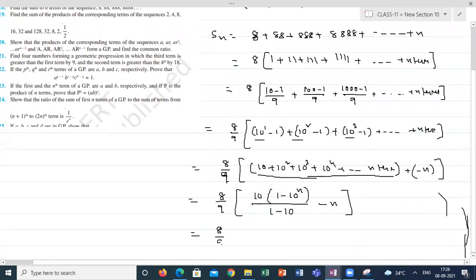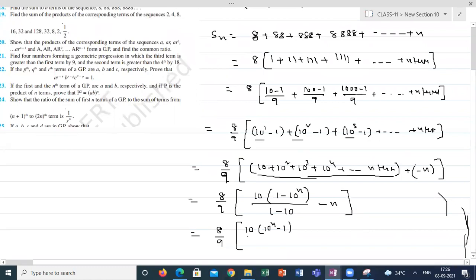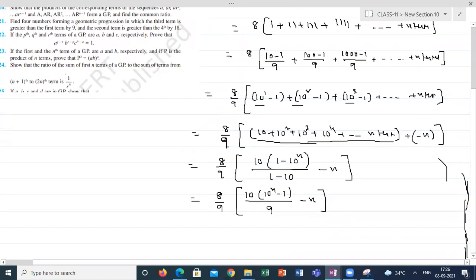And this can be written as 8 by 9 into 10 into (10 power n minus 1) divided by 9 minus n. If I'm taking LCM, what will I get? 8 by 81 into [10 into (10 power n minus 1) minus 9n]. How can I represent this in the simplest form?